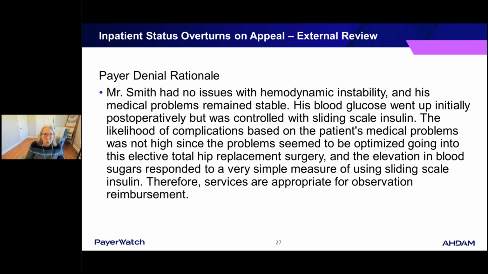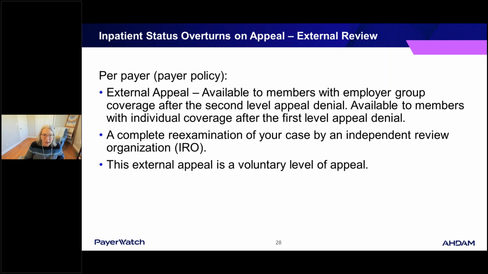So observation was appropriate. So it went to external review because the payer let us know in their decision letter, which is great because they don't always let you know that external appeals are available to members with employer group coverage. And so this kind of goes back to what DeAnna was saying, is you got to know what their coverage is, got to know what their insurance says about different procedures and what needs to be documented for payment.